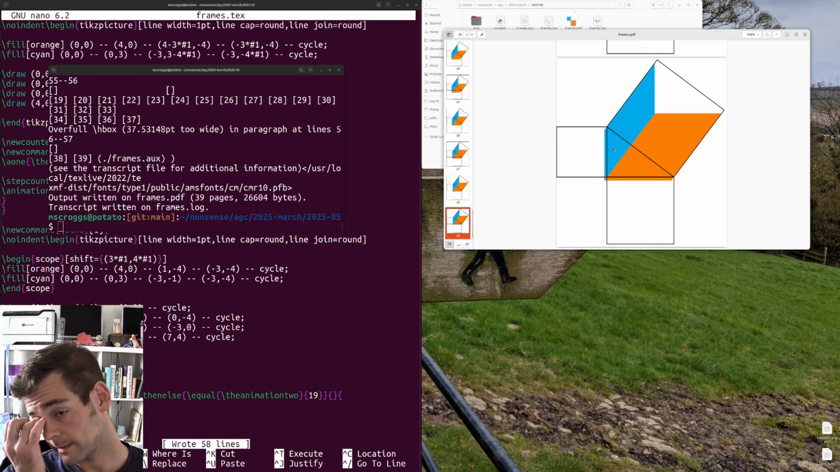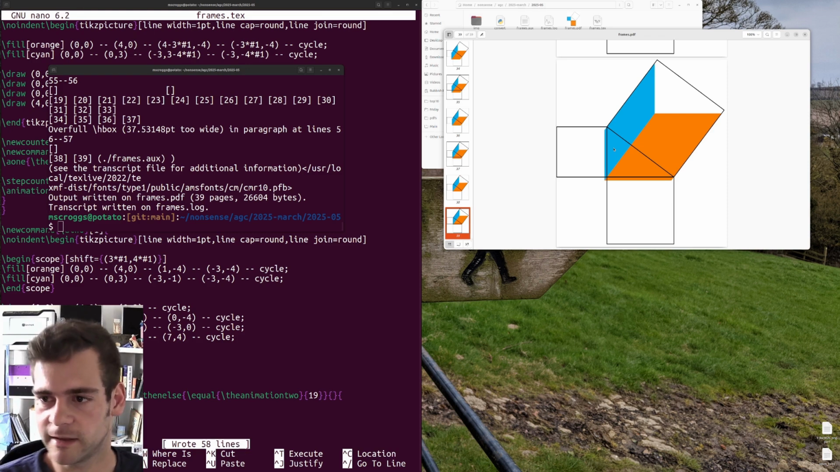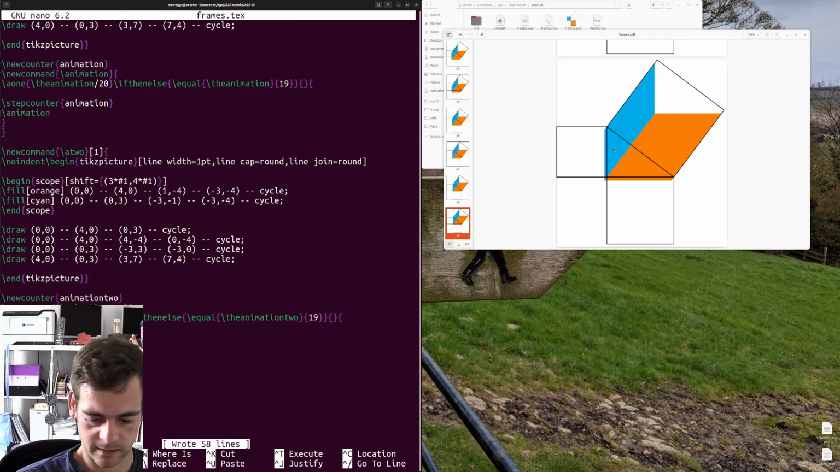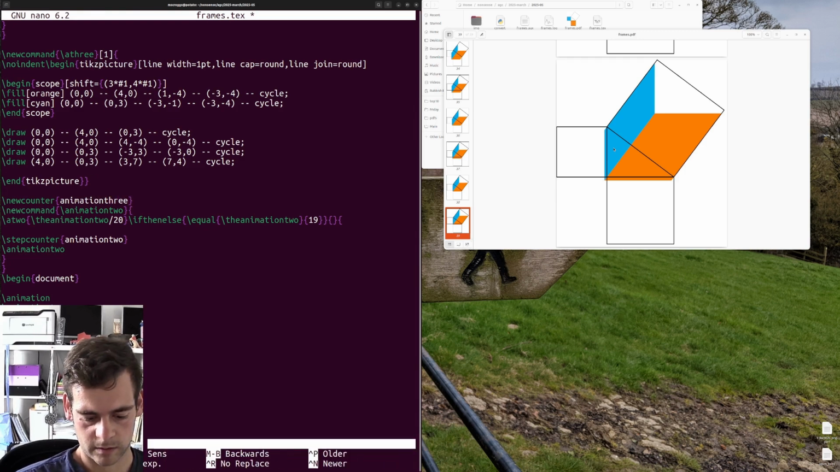And now for the final step of the animation, I then need to make those parallelograms slide up to rectangles so that they fill that square. So let's make another copy of this animation. Let's do an animation 3. Copy all of that code. A3. Just find and replace 2 with 3 for the rest of the file.